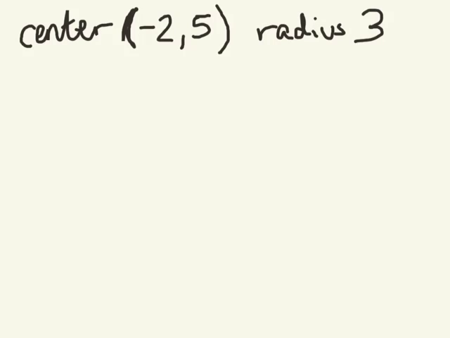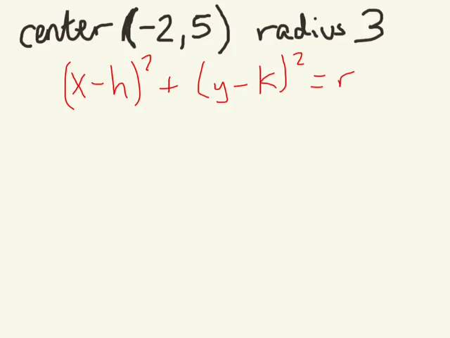Now let's work backwards. Here I'm given my center and my radius, and I want to find the equation. So I know the equation form. My equation is (x - h)^2 + (y - k)^2 = r^2.